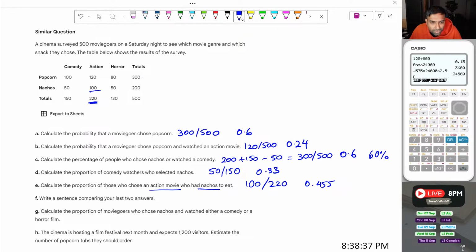Write a sentence comparing your last two answers. I'd probably say guys that go to action movies are more likely to select nachos. And that's because your probability says that 45% of the guys that go to action movies eat nachos, while for the comedy, it's only 33%. That's just a little comment I'd actually write.